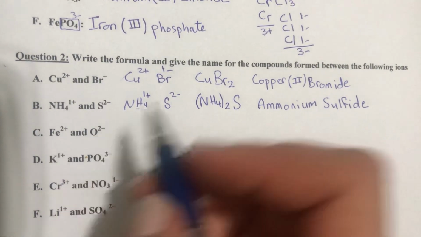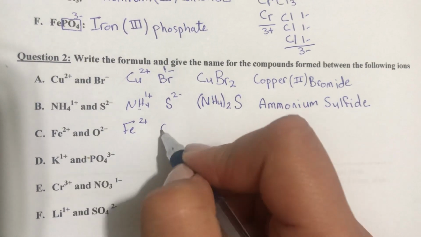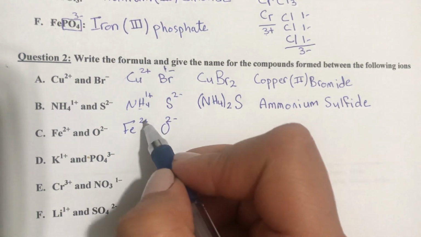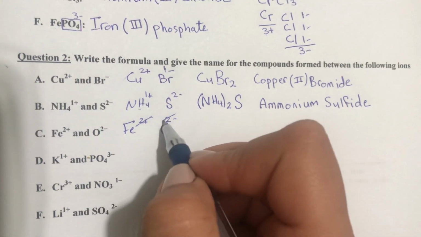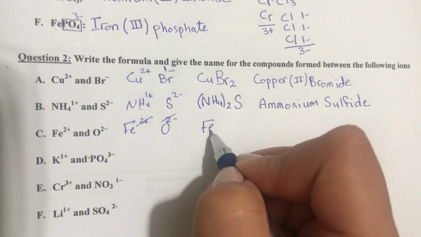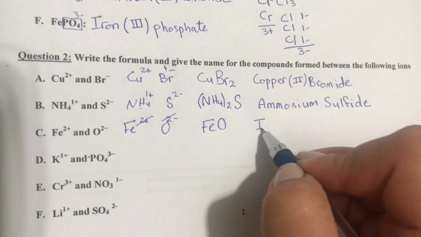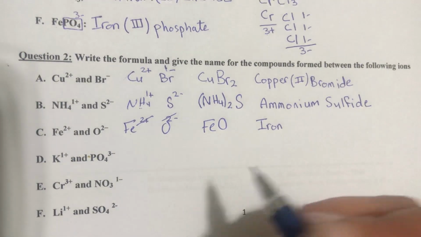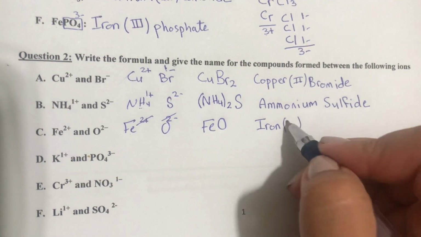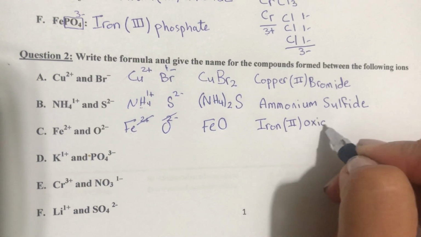Now Fe +2 and oxygen -2. If the positive charge equals the negative charge, they cancel each other, so the ratio is 1:1. So the compound is FeO. So the name is iron. It's a transition metal, so you have to write the charge. The charge is +2, and oxygen, a non-metal, ends with IDE: oxide.